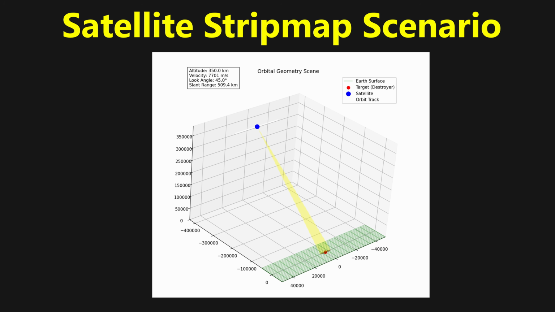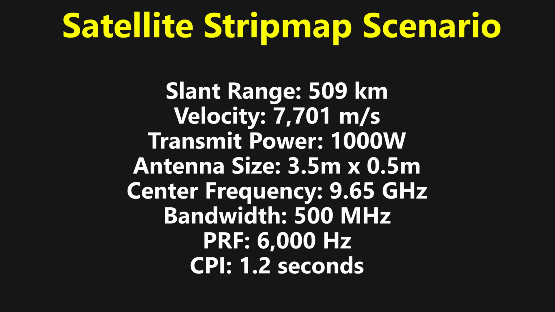Now I'll show the range Doppler algorithm for a SAR satellite scenario. The satellite moves at 7 kilometers per second, so the synthetic aperture is formed in just 1 second. I will assume these specifications for our satellite scenario based on commercial SAR satellites.